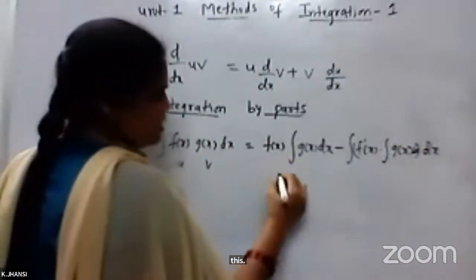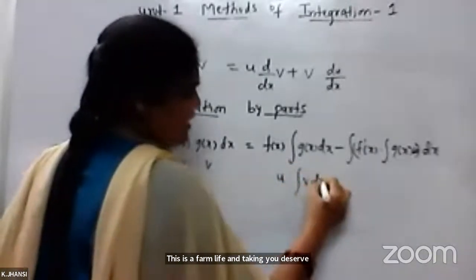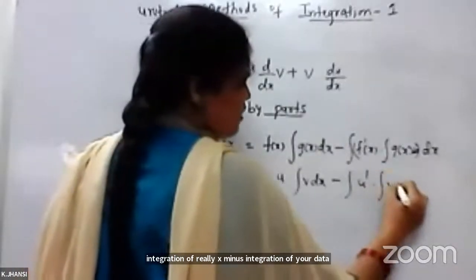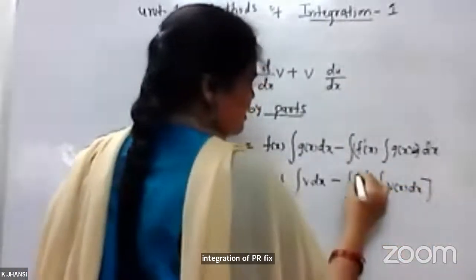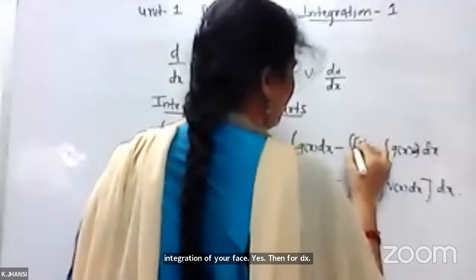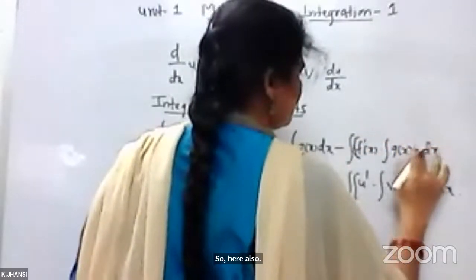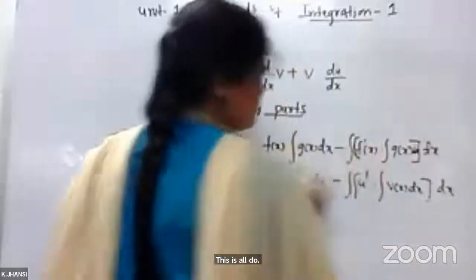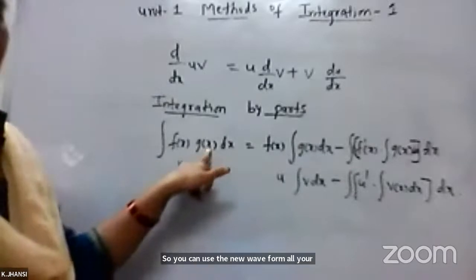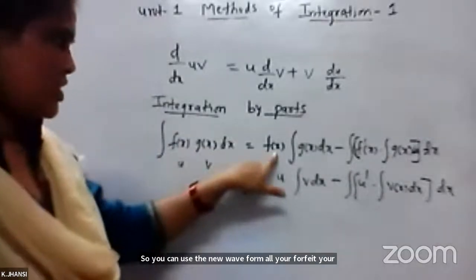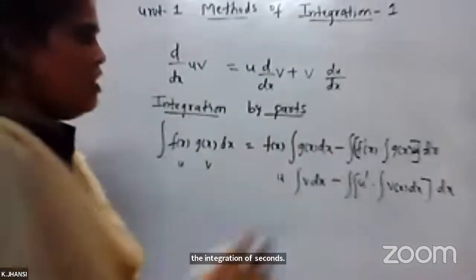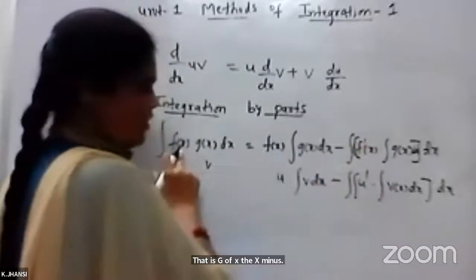If you take u, this is u into integration of v dx minus integration of u dash into integration of v of x dx, then whole dx. So here also this is whole dx. You may get confusion with 2 brackets like this. Okay, so you can use the uv form or f of x, g of x. So one first term you take as constant and you do the integration of the second term, that is g of x dx, minus, first we'll do the differentiation of the f of x.